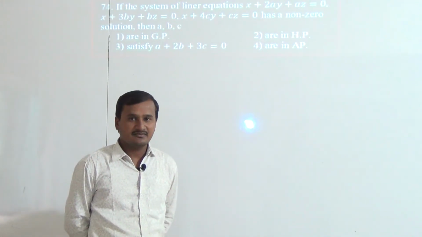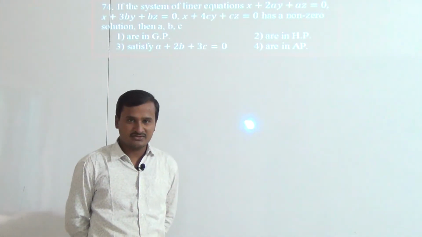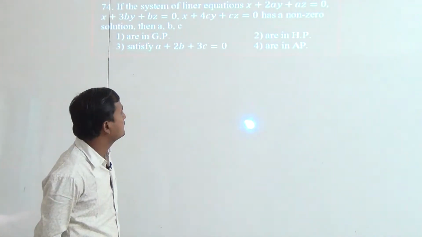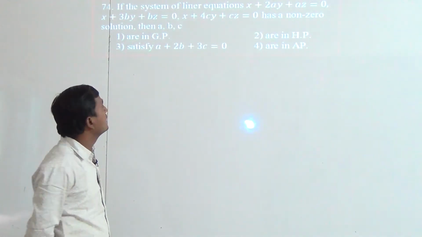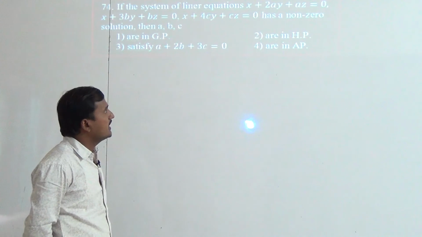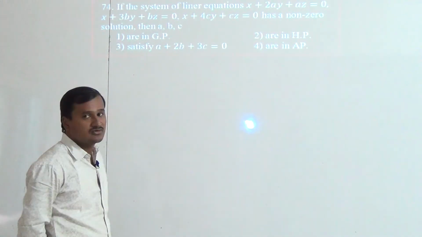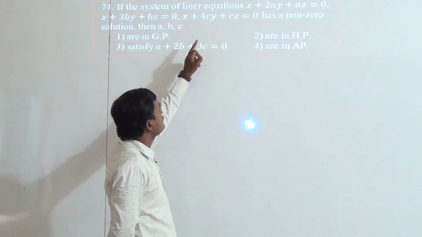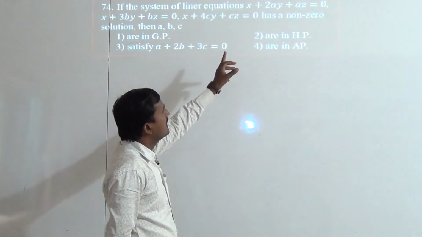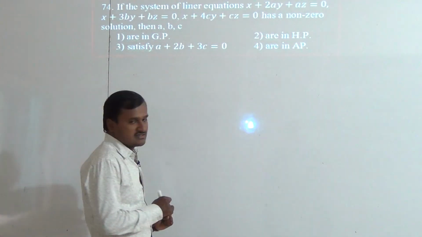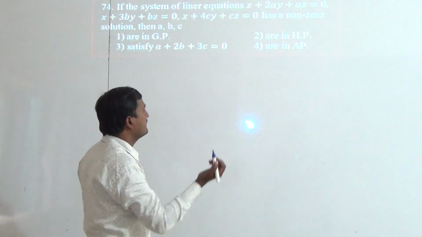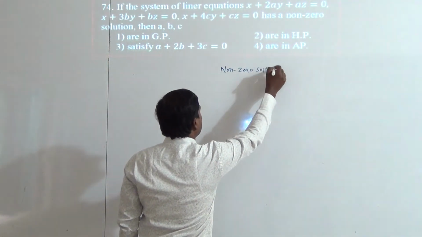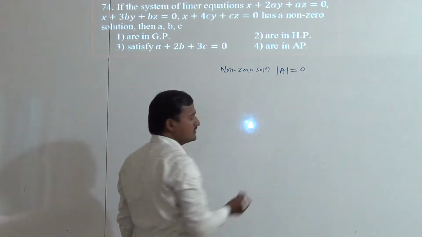In our previous class, we completed up to 73 questions, and in this class, we will continue with the next questions. In the 74th question, the system of linear equations x plus 2y plus az equal to 0, x plus 3by plus bz equal to 0 and x plus 4cy plus cz equal to 0 has a non-zero solution. In a previous class, you already studied non-zero solutions. Non-zero solutions means determinant of A is equal to 0, right?